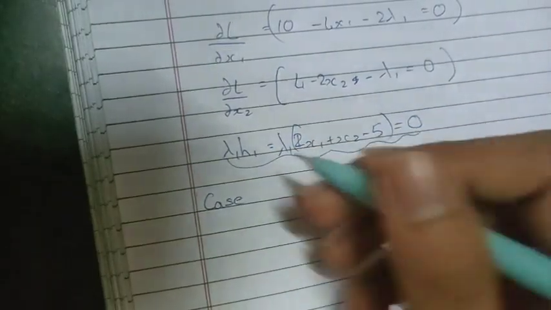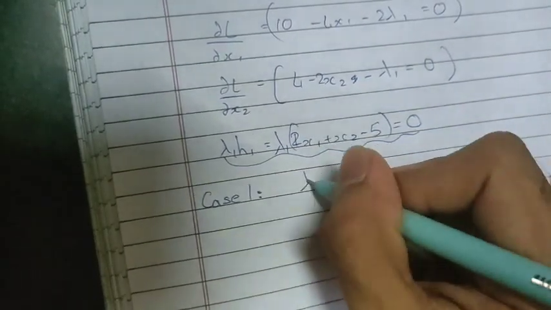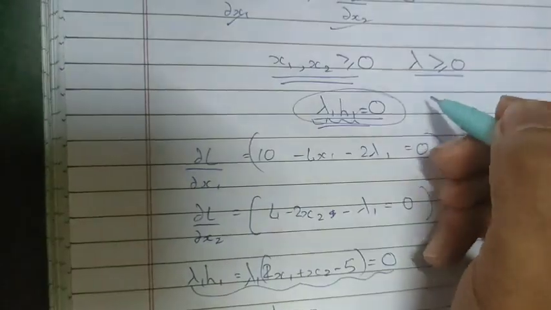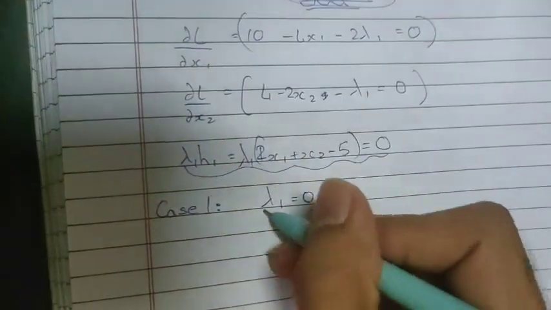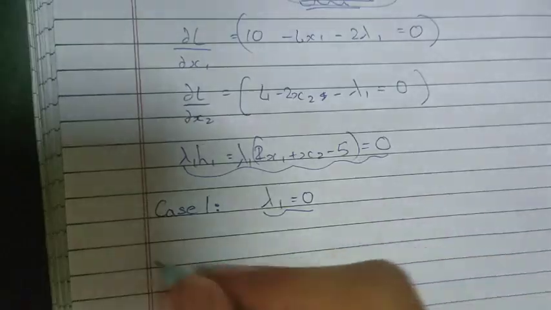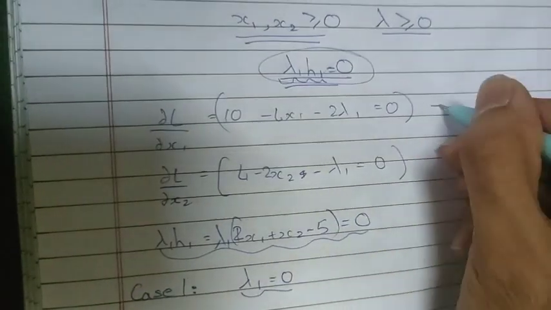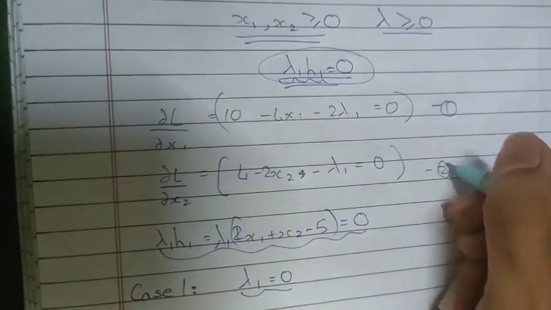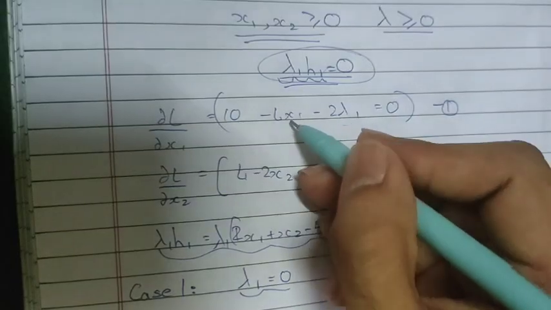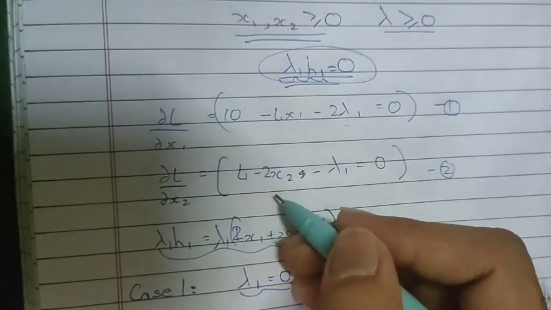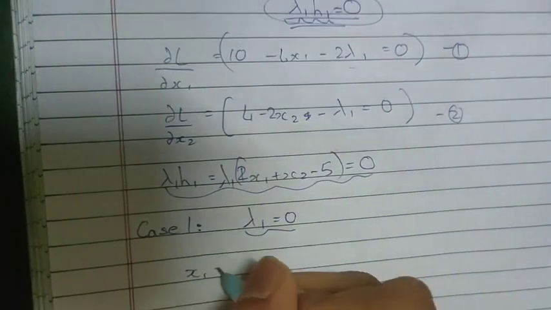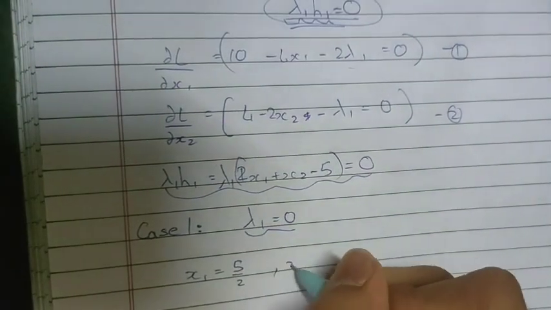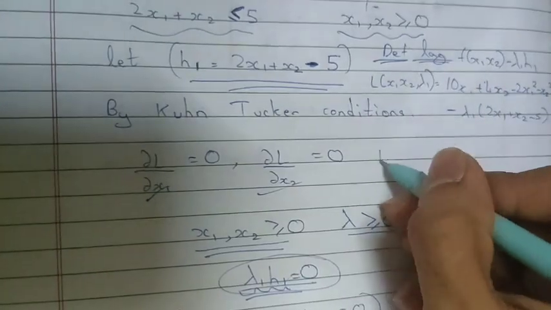So now let's take case 1. The entire game revolves around this. In case 1, we assume lambda 1 equal to 0, since lambda 1 can be greater than or equal to 0. Putting lambda 1 as 0 in equations 1 and 2, we get x1 as 5 by 2 and x2 as 2.